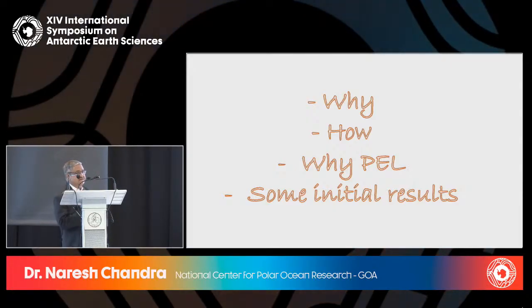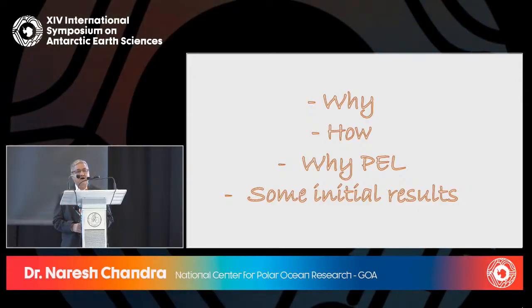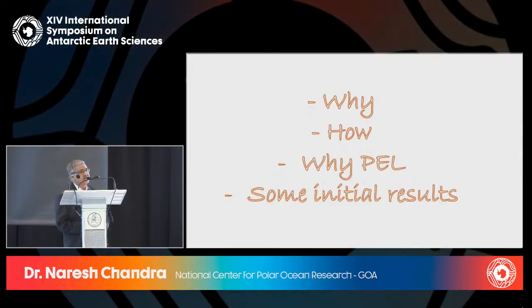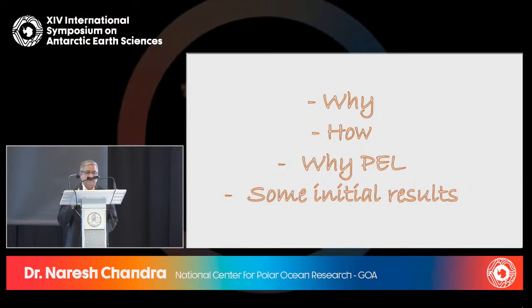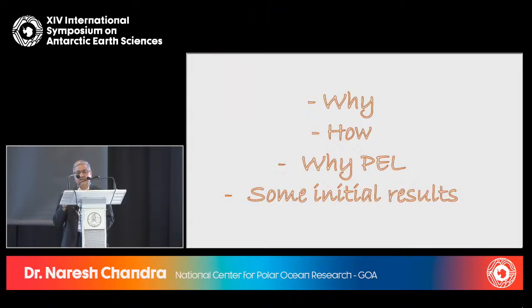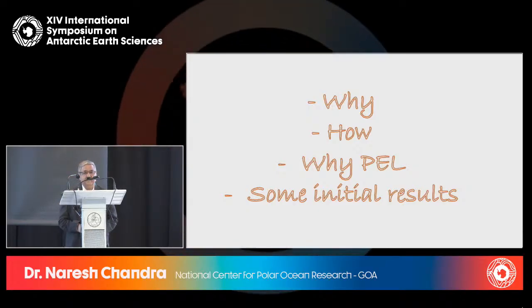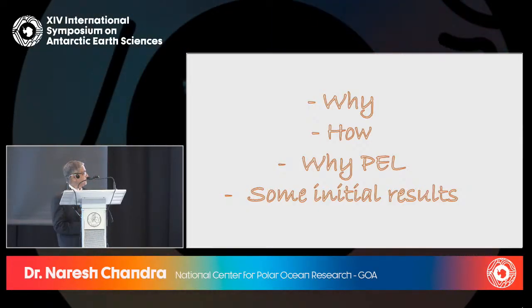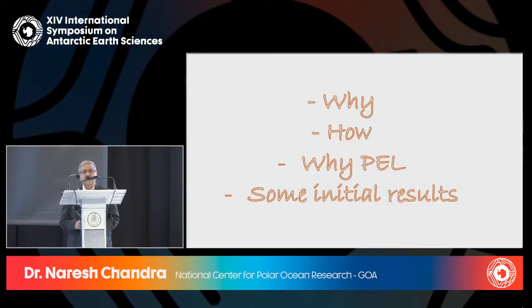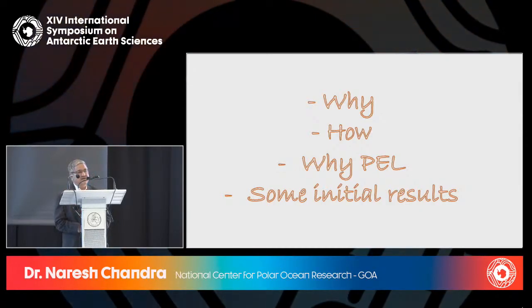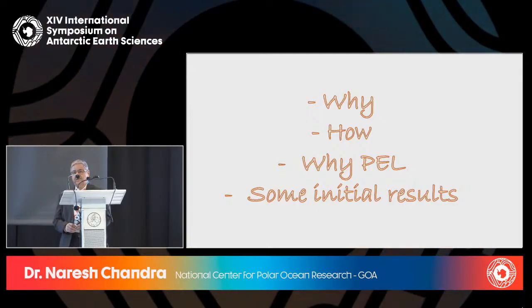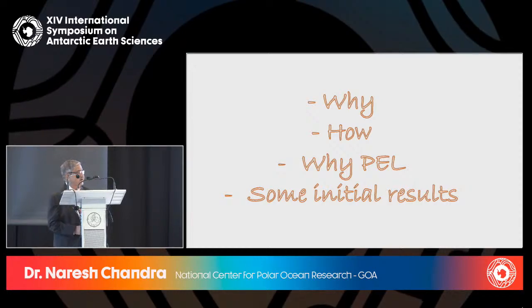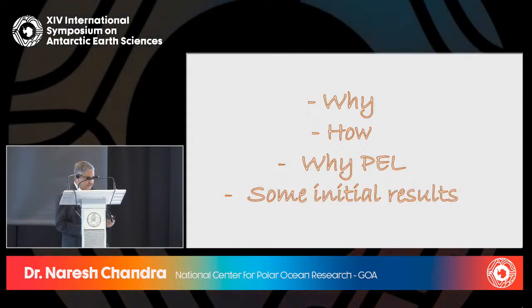And then after why, how it is or can be done. It probably cannot be done fully, but in a way that the present level of errors is reduced to an acceptable level, and we have a relatively more reliable output. And then I will say a few things about why the Princess Elizabeth Land or the Amery Ice Shelf area was chosen for this particular program, and then I will discuss some initial results.